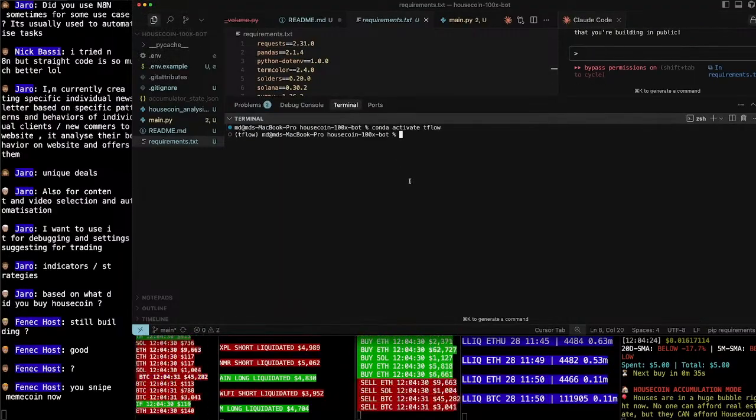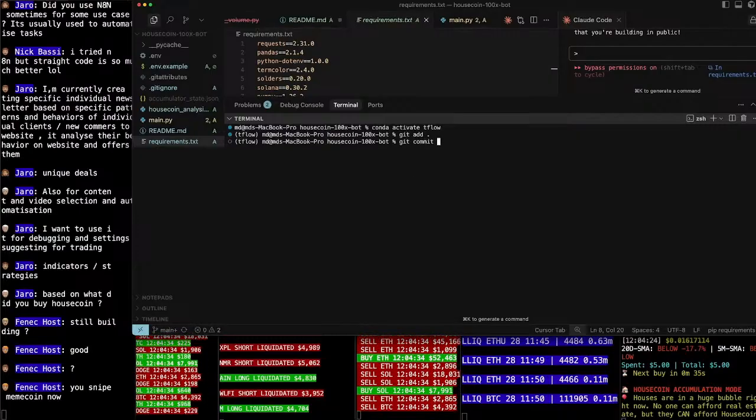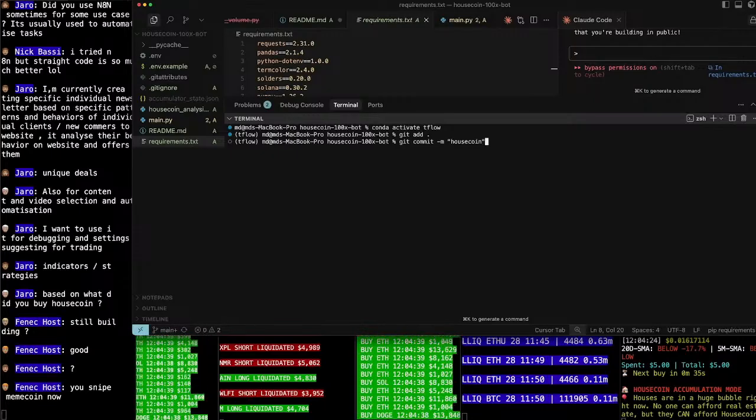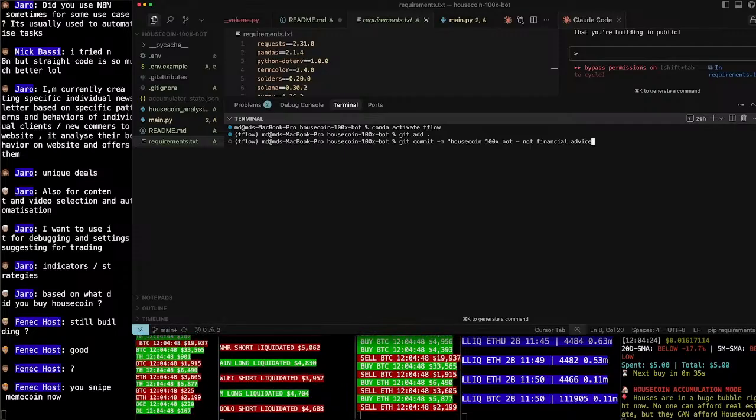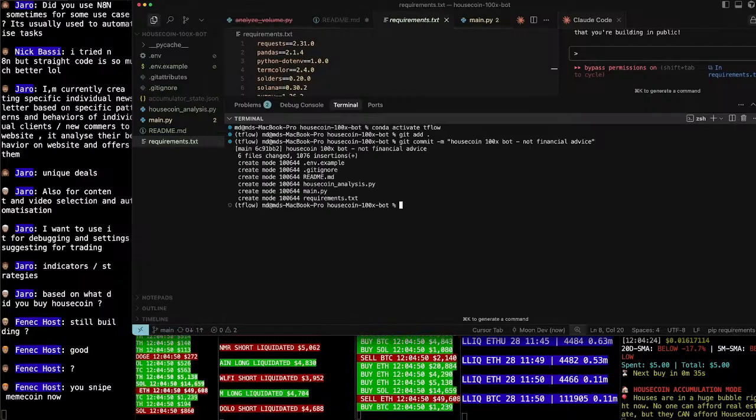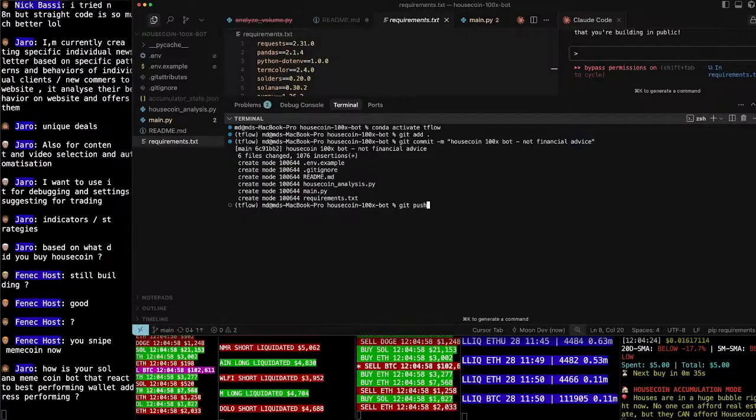New terminal. Git add dot, git commit -m housecoin. Not financial advice. Just in case you didn't see the other 5,000. .env example, .gitignore, the README, Python, git push.